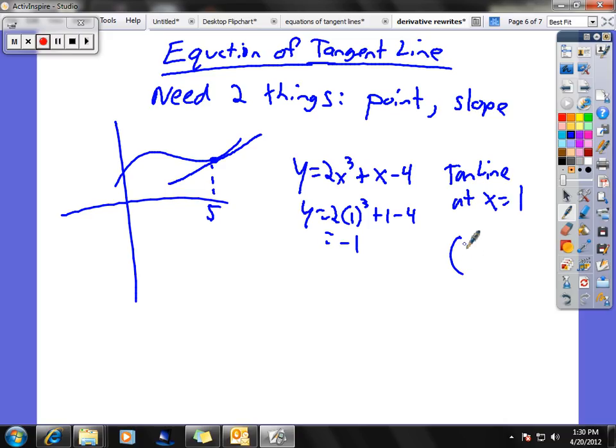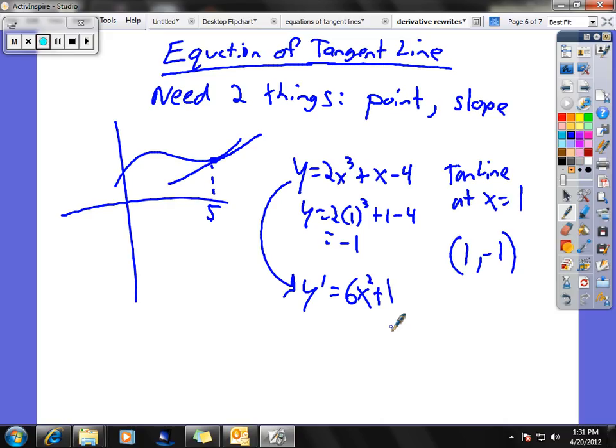So then I always like to write the point down here. So (1, -1) is the point. Now to get the slope, that's doing what you guys have just been doing. You take this equation and we go y prime, just like f prime of x. That's the derivative, and it equals 6x squared plus 1. Now the x is still the same. The x is still this 1. So now you plug that into the derivative to get your slope.